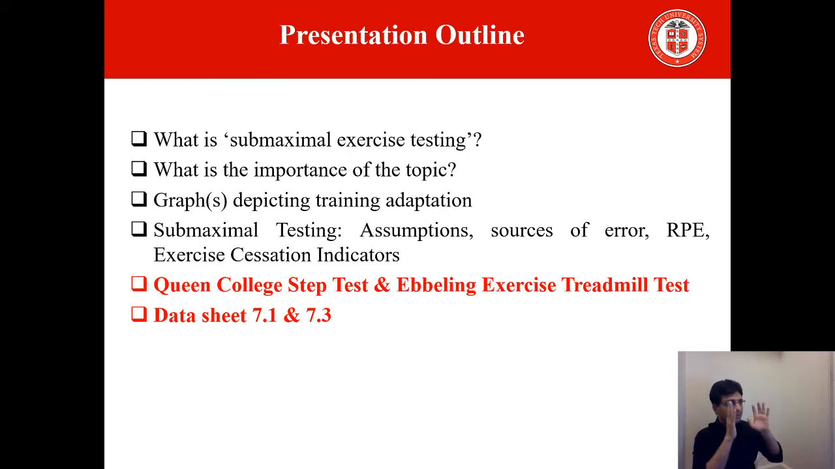And the things you're going to do in our lab today are the Queen College step test, the first test which we are going to do on a bicycle ergometer, and the Ebeling exercise treadmill test, which you're going to do on the treadmill. So today we are going to do two tests and then fill in two data sheets and compare your findings with the normative data. The things highlighted in red are the important stuff, and I'll talk about them in a lot of detail, and we'll do it today.